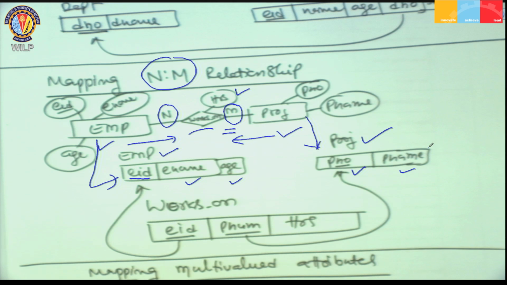Then how to capture this n:m relationship? I can create a new relation called works on. I can include the primary key of the employee table and the primary key of the project table here as attributes, and the specific attribute attached to the relationship in the ER diagram is also made a regular attribute of this relation schema. This is called a relationship relation because it is going to capture this particular relationship between employee and project entity types.